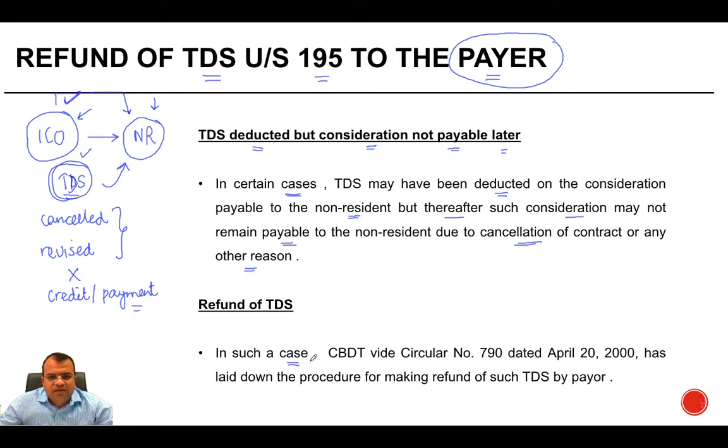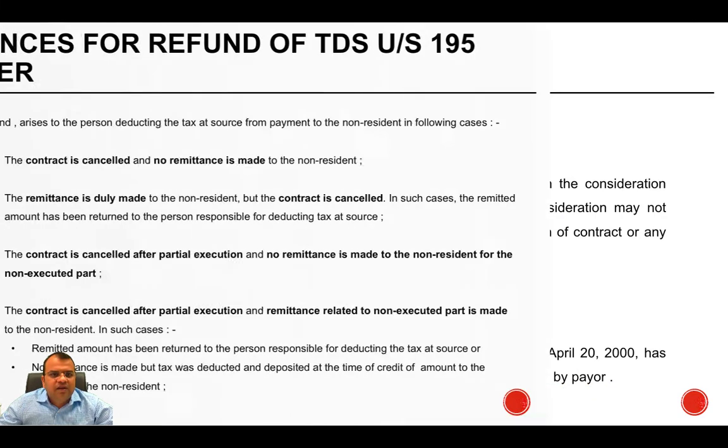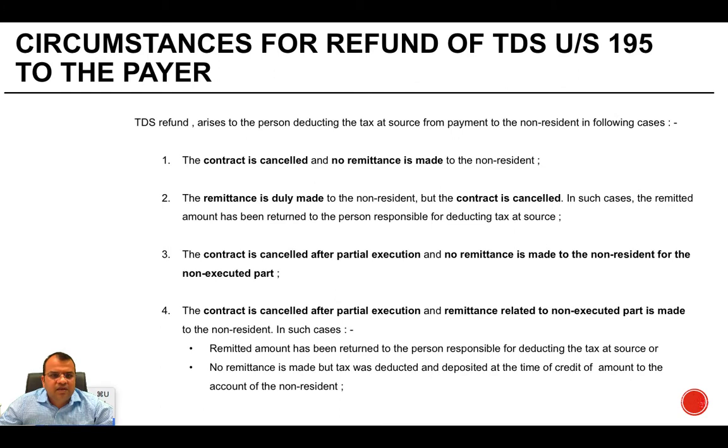In such a case, CBDT Circular number 790 dated April 20, 2000 has laid down the procedure for making refund of such TDS by the payer. So the payer can claim a refund of such TDS, and the procedure has been given via this particular circular. Let's look at the conditions or the circumstances when such refund can arise. TDS refund arises to a person deducting the tax at source from payment to a non-resident in the following cases.